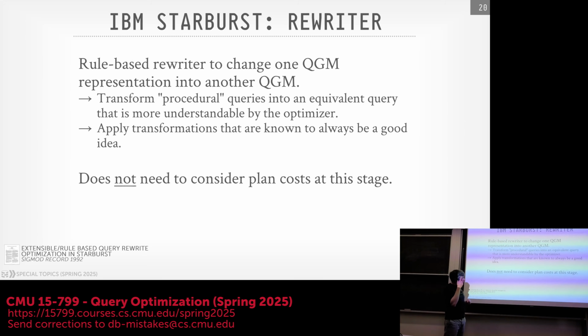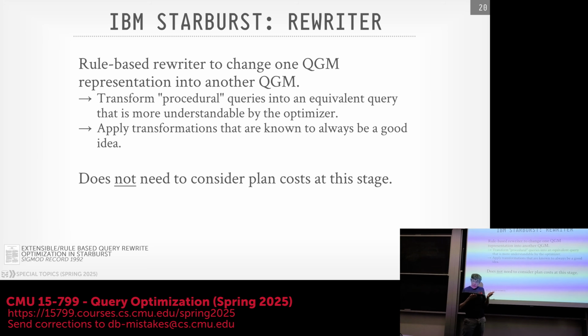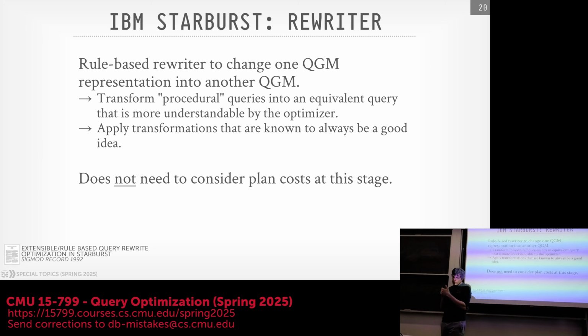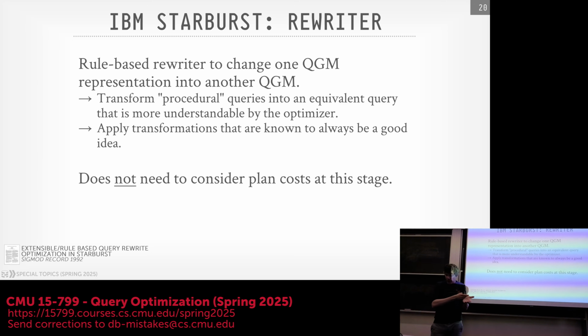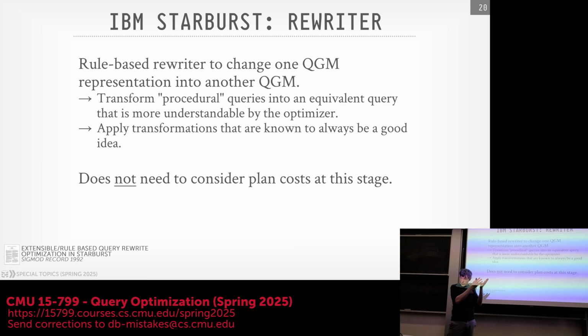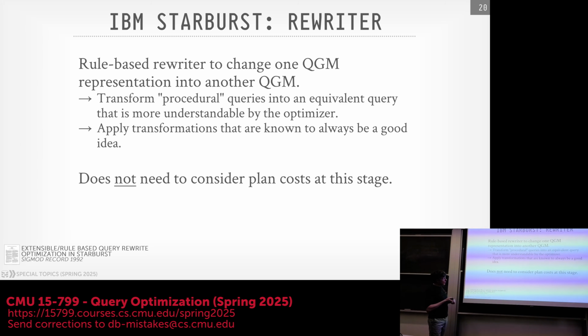So this is what the rewriter is going to do. And again, under stratified search, there are multiple phases or multiple stages. This is the first stage you're going to hit after generating the query graph model, to apply heuristics and rules to rewrite the query graph model into another query graph model that is more amenable to the cost-based optimization or the dynamic programming stuff that we're going to see later on.